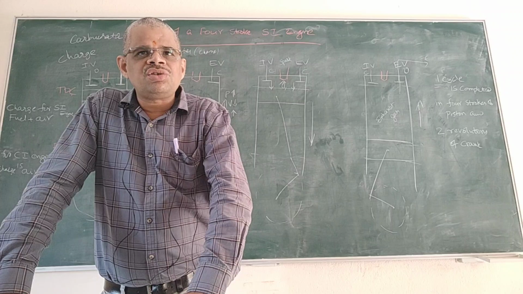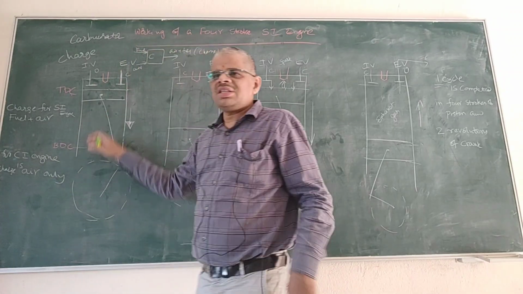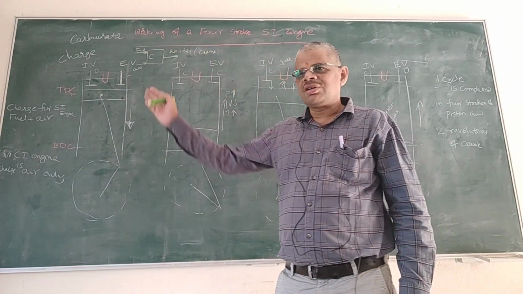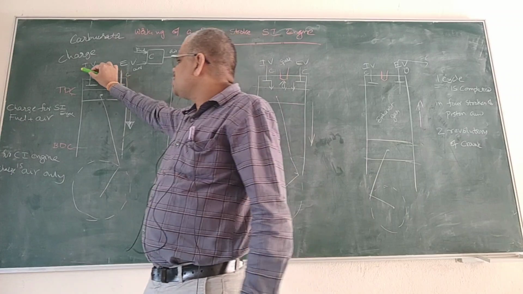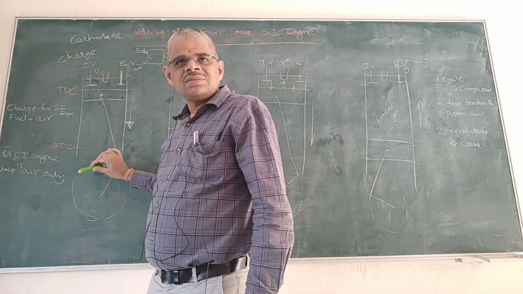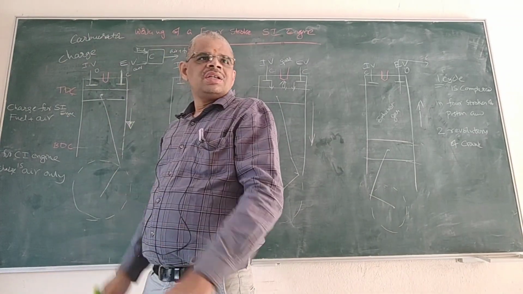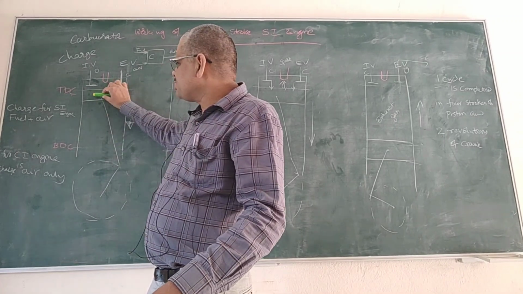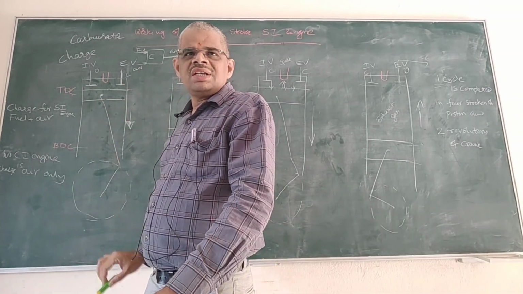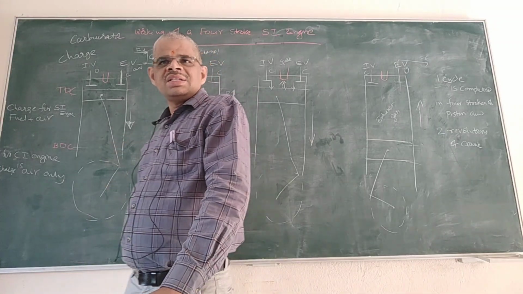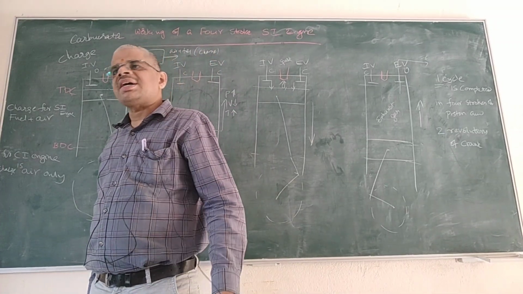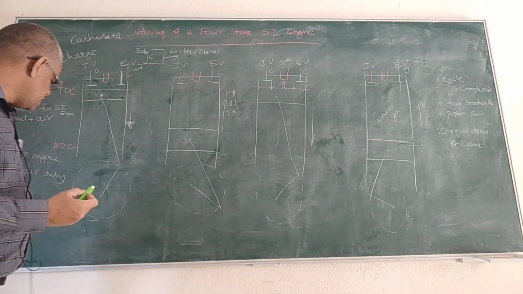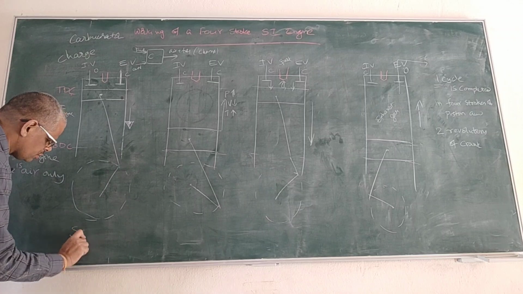Now let us name the strokes. The first one, what happens during this first stroke? The charge is sucked into the cylinder. So when the piston is moving from TDC to BDC, the charge enters the cylinder. So here the charge is sucked into the cylinder. So that's why this is called the suction stroke.